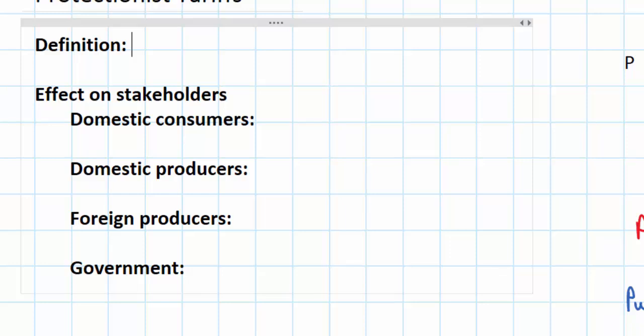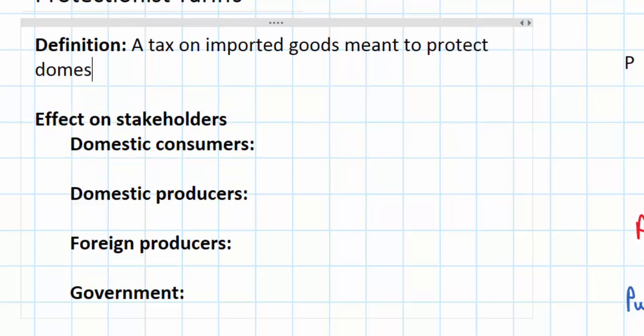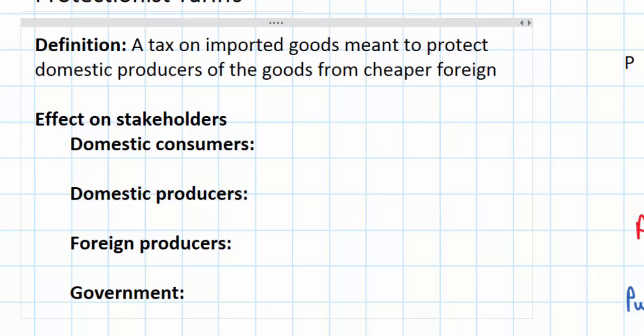A protectionist tariff is therefore one of these types of protectionism. Tariff is another word for tax. So a protectionist tariff can be defined as a tax on imported goods meant to protect domestic producers of the goods from cheaper foreign competition.